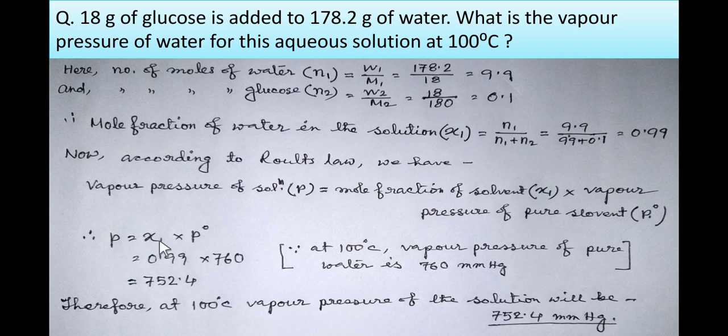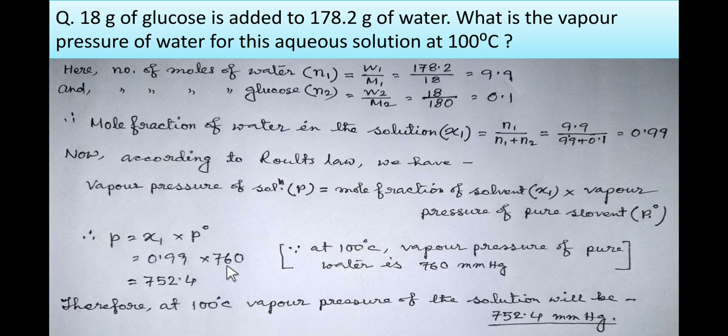So P equal to X1 into P1 naught. X1 is 0.99 and P naught, that is vapor pressure of the pure solvent. We know at 100 degrees C the vapor pressure of pure water is 760 mmHg. That is its boiling point. At boiling point, vapor pressure of any liquid is equal to the atmospheric pressure. Therefore at 100 degrees C vapor pressure of pure water is also atmospheric pressure, that is 760 mmHg.